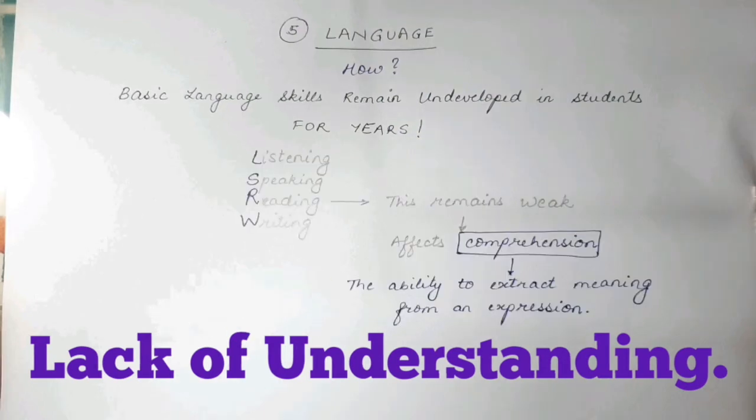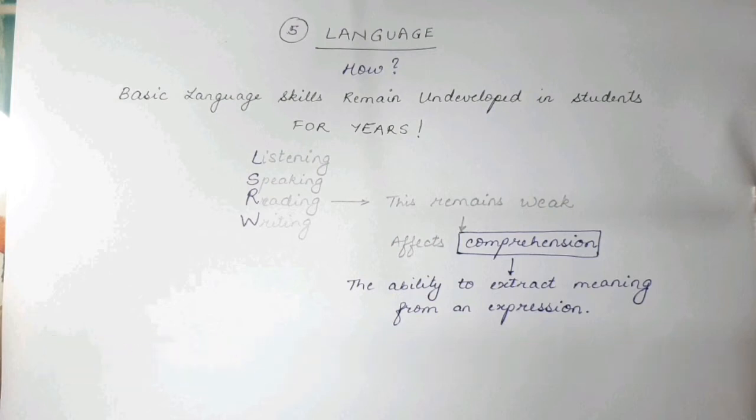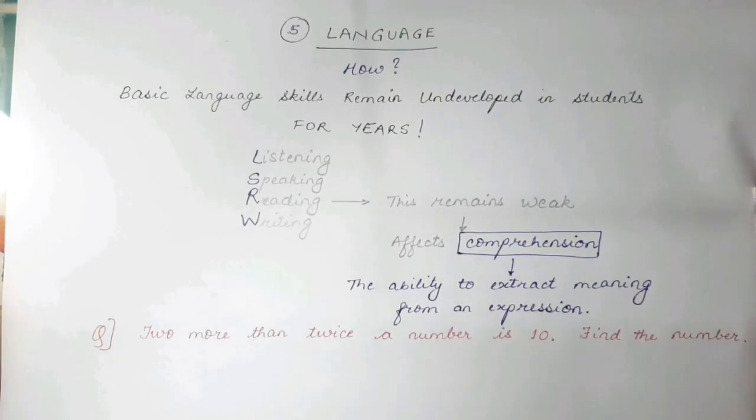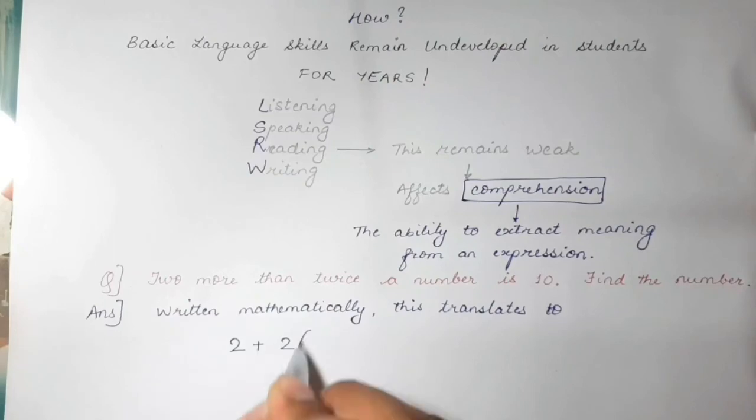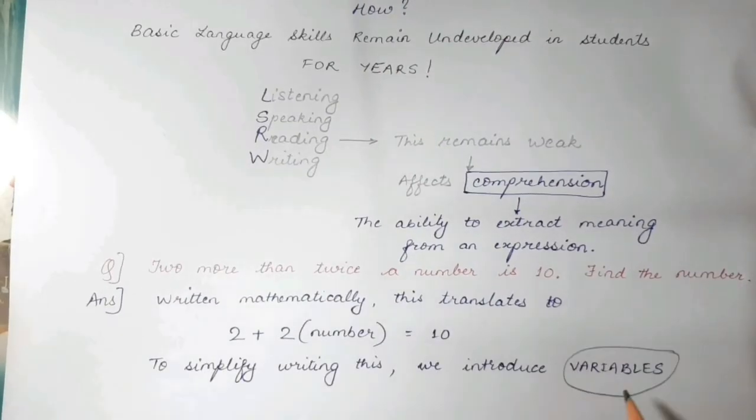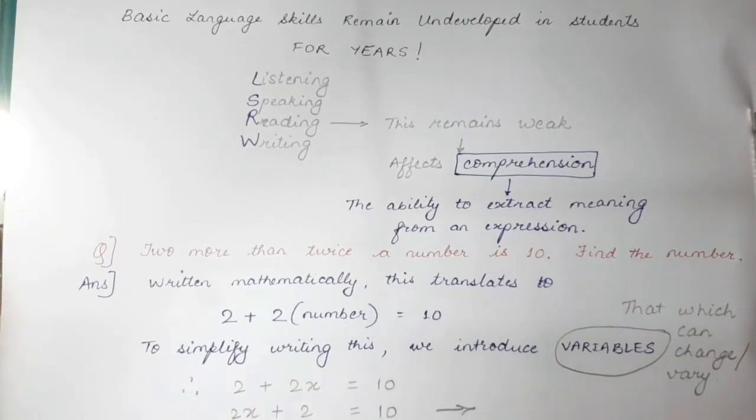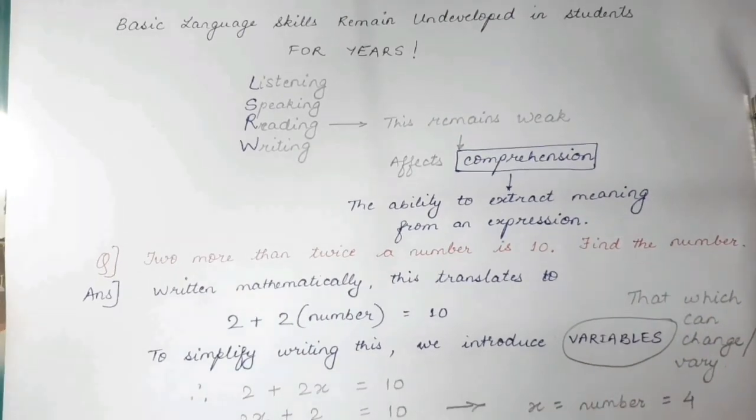Let us look at an example. 2 more than twice a number is 10. Find the number. Written mathematically, this translates to 2 plus twice the number is 10. Now every time we cannot use words, so we simplify writing this by using variables, and on solving we get the answer as 4. The solving is not as difficult, whereas the translation from language to mathematics is what is found difficult by students because of weakness in language.